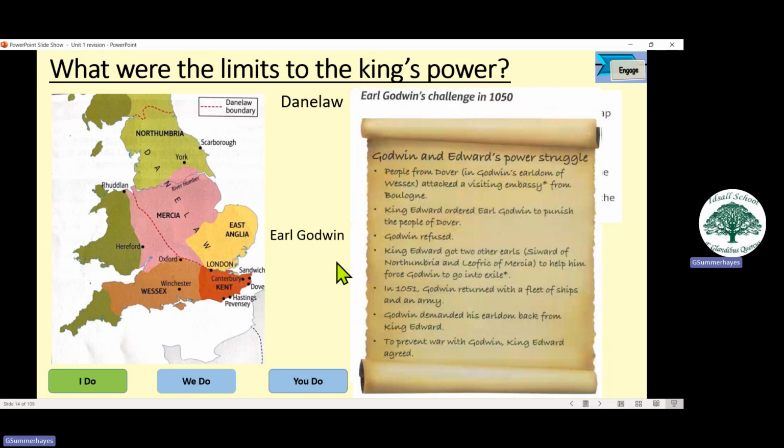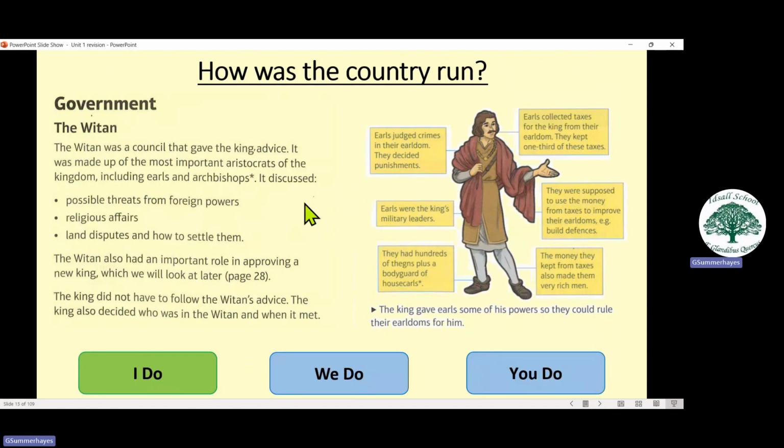Now, Edward and Godwin had fallen out in the years before 1050 because King Edward had told Godwin to punish people of Dover who had attacked an important visitor, and Godwin had refused to do that. So Godwin was forced into exile, and Godwin returned with an army, which meant that Edward had to pretty much let him back in. So that demonstrates limits to Edward's power.